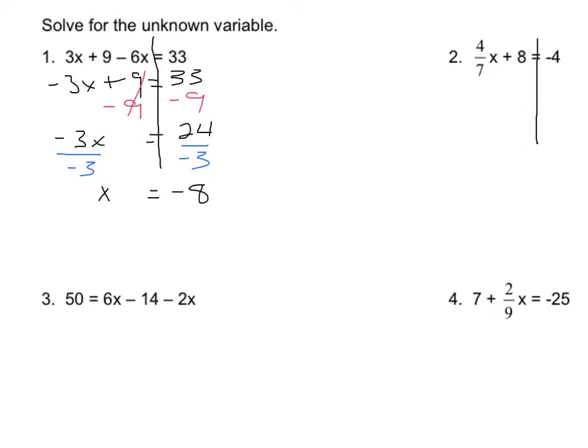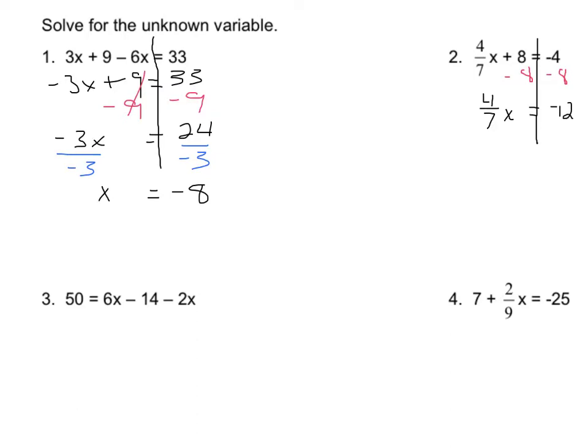So we're going to always do the opposite operation. So I'm going to add negative 8 or subtract 8, same thing. So let's see, minus 8 on both sides, or adding a negative 8. And I'm left with 4/7 x equals negative 12.